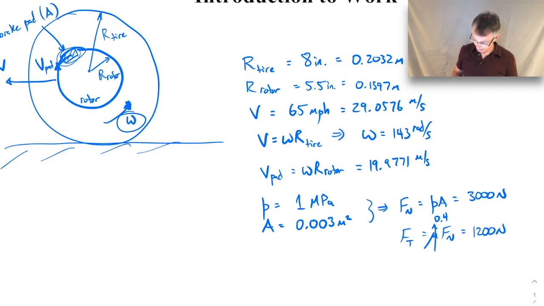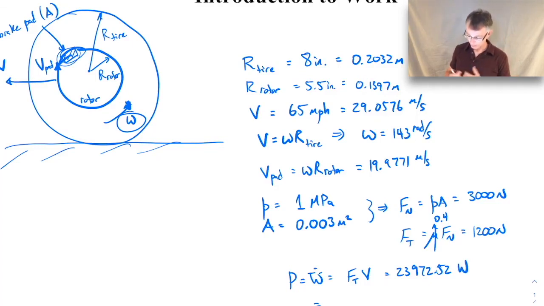And so then if you want to get the power, which is just the rate of work, it's going to be that tangential force dot product with the velocity. Since they're in the same direction, that's just going to be times a velocity. I'm just getting the magnitude here. The magnitude of the power would be those two multiplied together. And that comes out to be, when you work out the numbers, 23,972.52 watts.